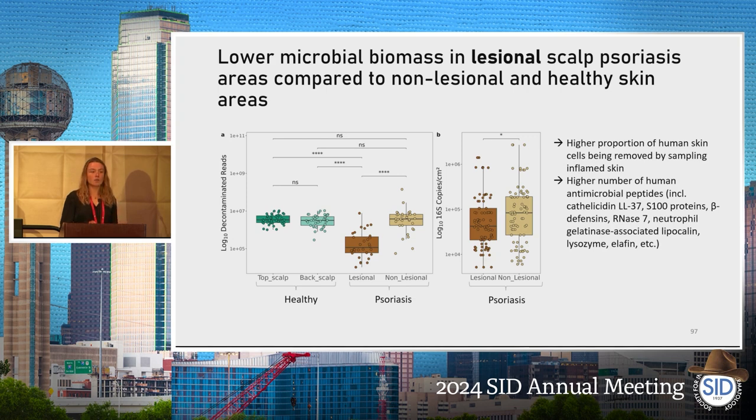And this lower microbial biomass may be attributed to two factors. So first of all, lesional scalp areas have an augmented desquamation of human keratinocytes, which results in an increased background of human DNA. But on the other hand, lesional scalp areas also have a higher amount of antimicrobial peptides, which inhibit the presence of certain microbial species, and this also lowers the microbial biomass.